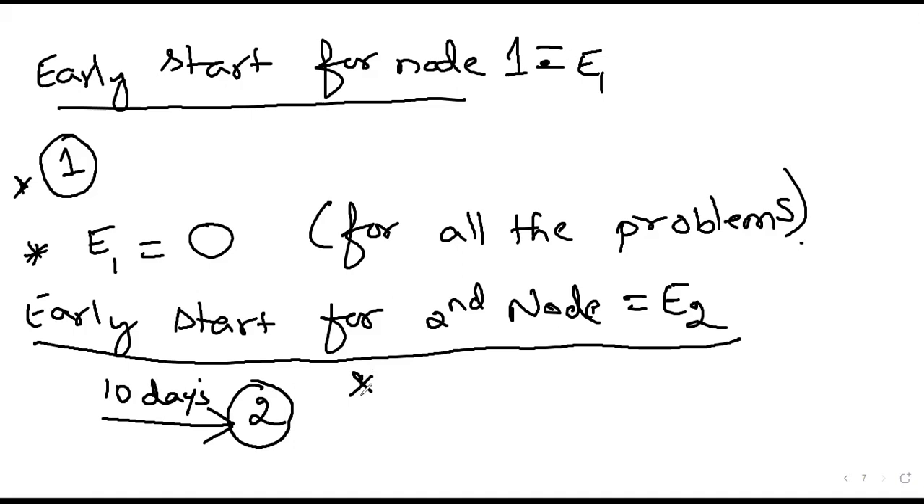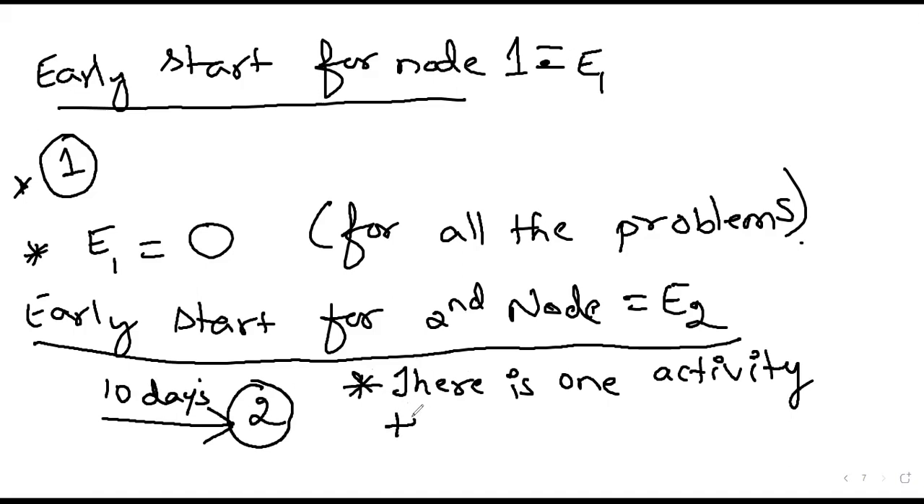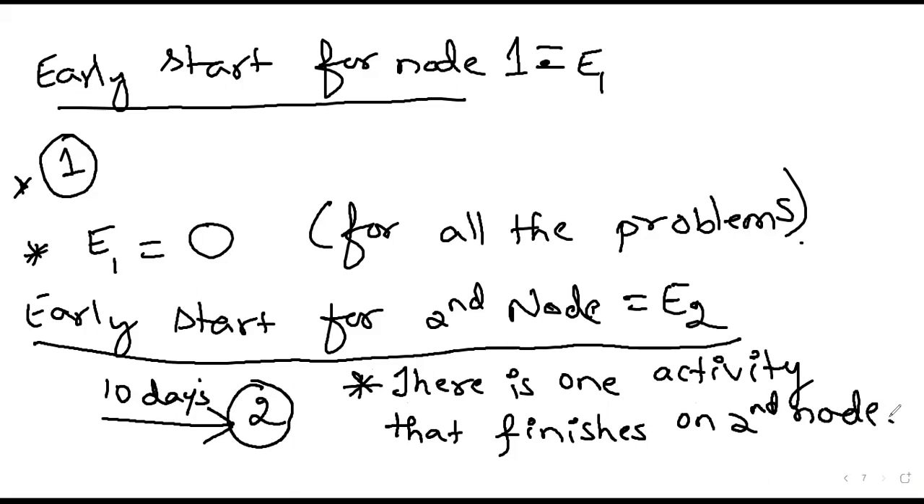You can start writing the explanation. There is one activity that finishes on the second node. So there is only one activity that finishes on the second node, and that activity is 1-2.